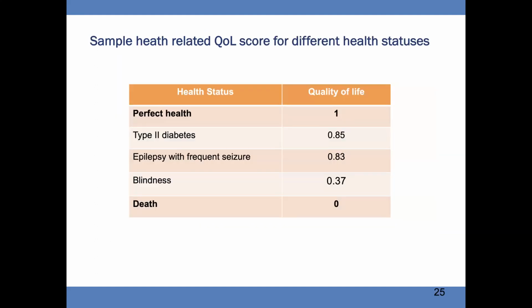So we have used that EQ5D to estimate the quality of life for patients with different diseases. And as you see here, if you have perfect health, then quality of life is definitely 1. For type 2 diabetes it is 0.85, epilepsy is 0.83. If you apply the quality of life going down to only 0.37, and that of course is equal to 0. Okay.